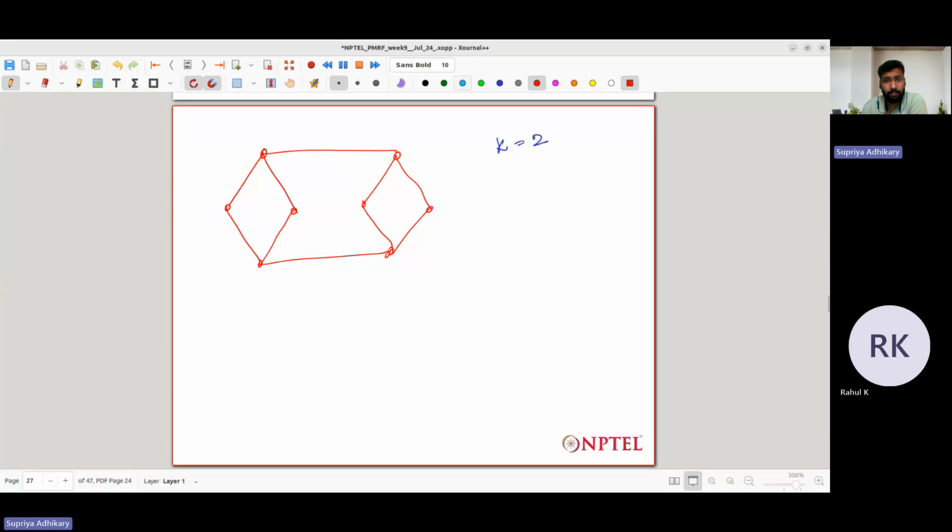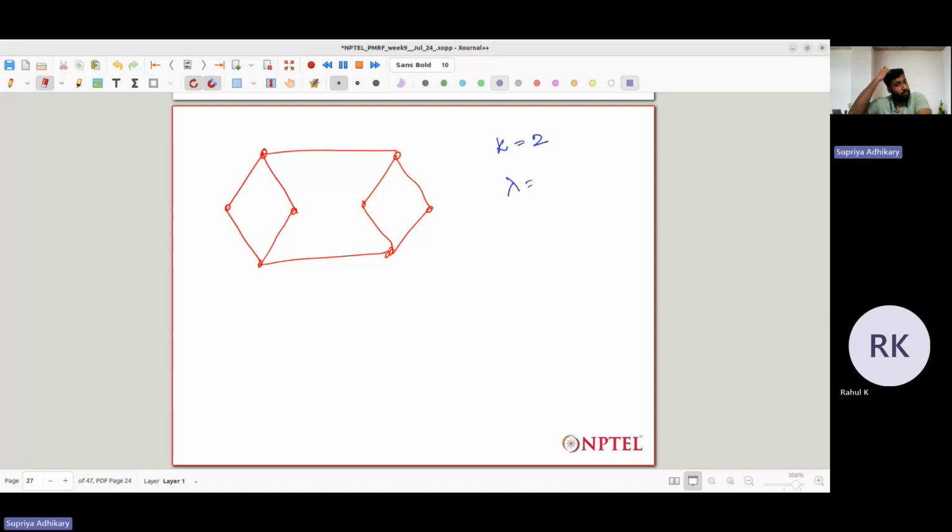And what about the edge connectivity? If we try to delete only one edge from this graph, like this, or this edge, then definitely this is still connected. If we try to delete this edge, then still this is a connected graph. So deleting one edge will not make it disconnected.